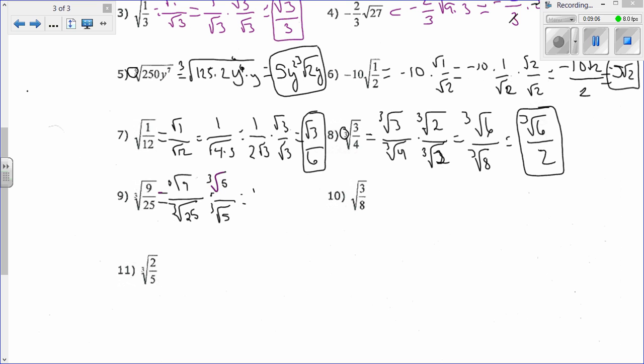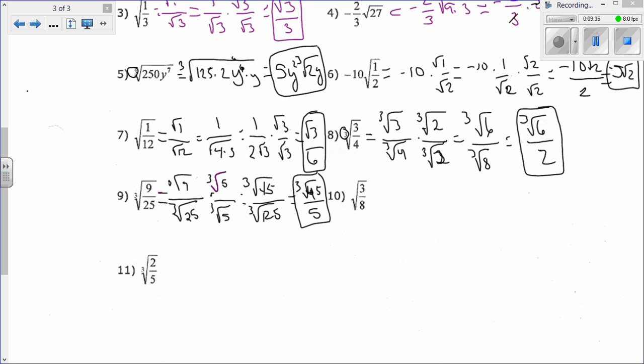So I get the cube root of 45 over the cube root of 125. So it's really the cube root of 45 divided by 5. I can't break down the cube root of 45, so I just leave it as it is.